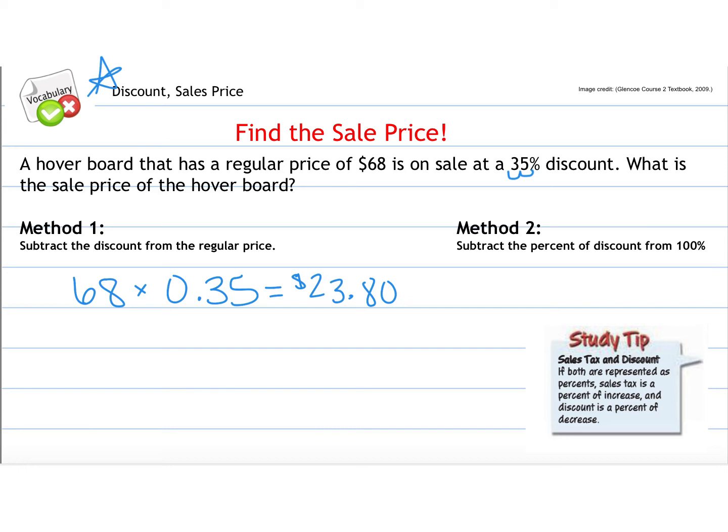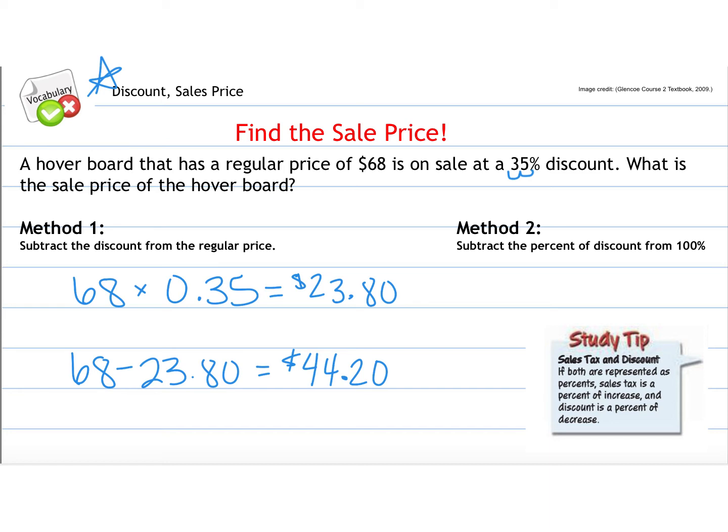The question's asking for the sale price, so that's after the discount has been subtracted. So take the original item price, subtract off the $23.80 that you are saving, and that would find out that we are going to be spending $44.20 on the hoverboard. That's method number 1.